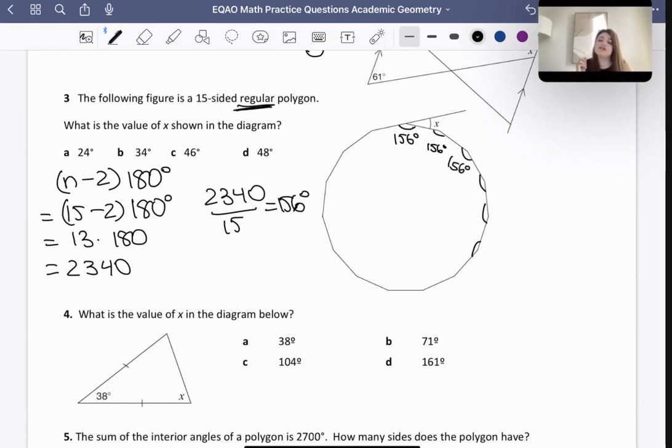Now, the only one that we really care about is this one up top because they want to know what is the angle x. Well, we know that this straight angle, this line, that 156 plus x must equal 180, right? So that means x must be 24 degrees. Okay? Sorry, x must therefore be 24 degrees. So the answer is A for this one. Awesome.